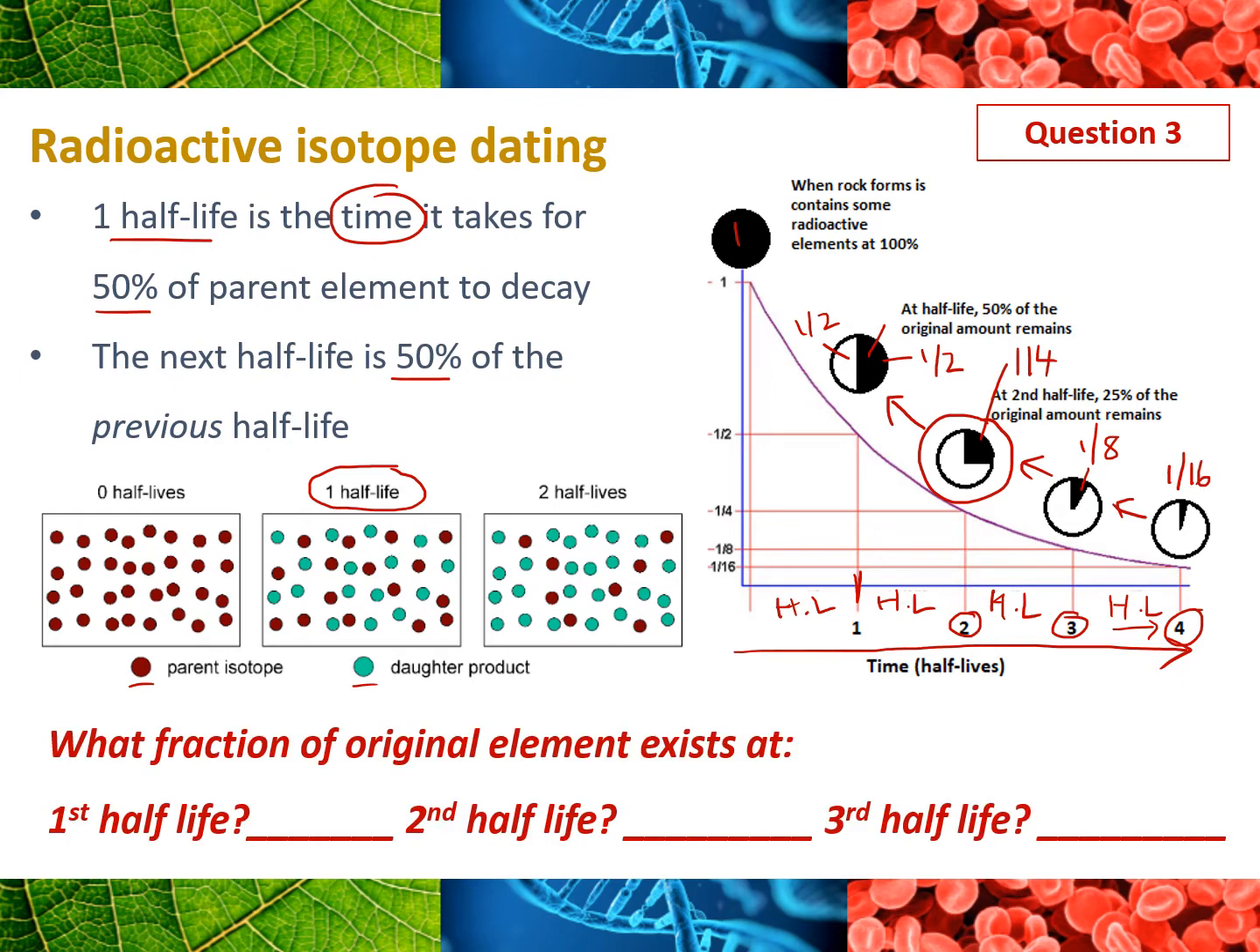As we said up there, in the first half-life, half of the parent element exists. At the second half-life, it's half of half, which is 1/4. The third half-life is half of 1/4, which is 1/8. Just jump in and have a go at question 3. Just to let you know, there are a few answers in there that are not correct, so you're just selecting one for each of the half-lives that I've given.